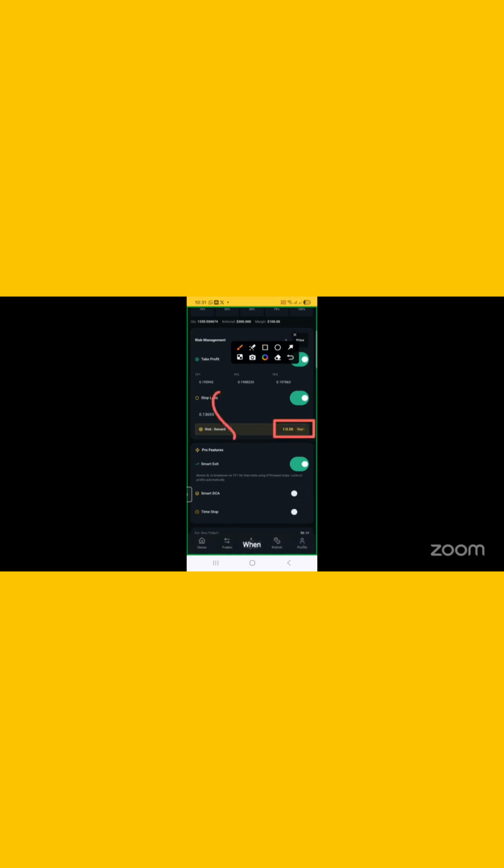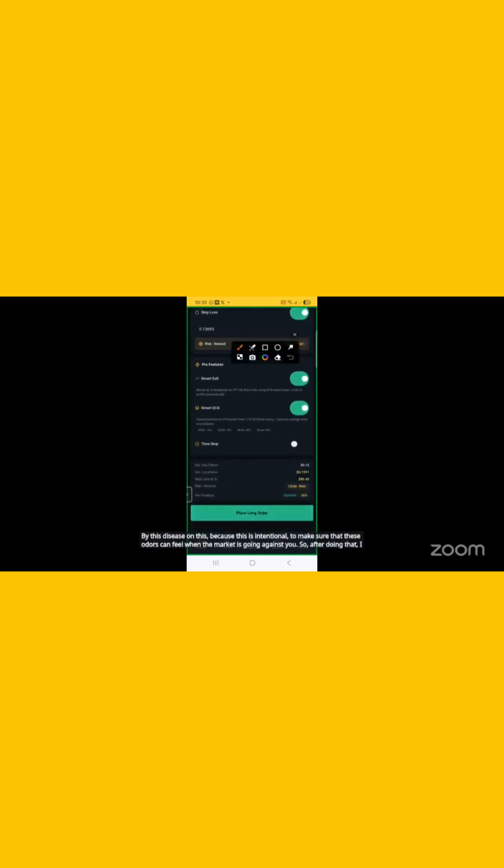When you're trading futures and you have turned on Smart DCA, as you have seen from the other strategy page, the Smart DCA button was turned on. Even here, I'm going to turn it on. The Smart DCA button places the stop loss very far, such that the limit orders, these DCA orders, are able to fill. Now, when they fill, this risk to reward improves. So don't worry about this, because this is intentional to make sure the DCA orders can fill when the market is going against you. So after doing that, I come down here and click on place long.